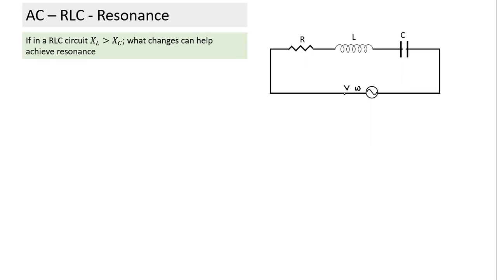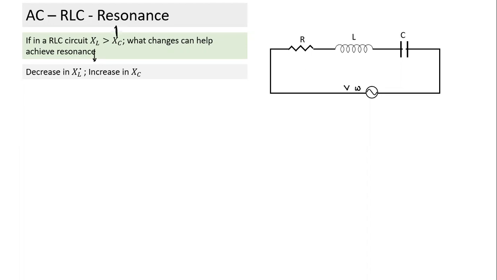How should our mind think? What needs to happen to achieve resonance? Why is it not in resonance? Because one of them is greater than the other. For resonance, both have to be equal. So what I need to do is pretty simple. Whenever the circuit is not in resonance, what changes can help achieve resonance? The quantity which is greater has to be lowered, or the quantity which is smaller has to be increased, either this or both the things together. So either decrease XL or increase XC.